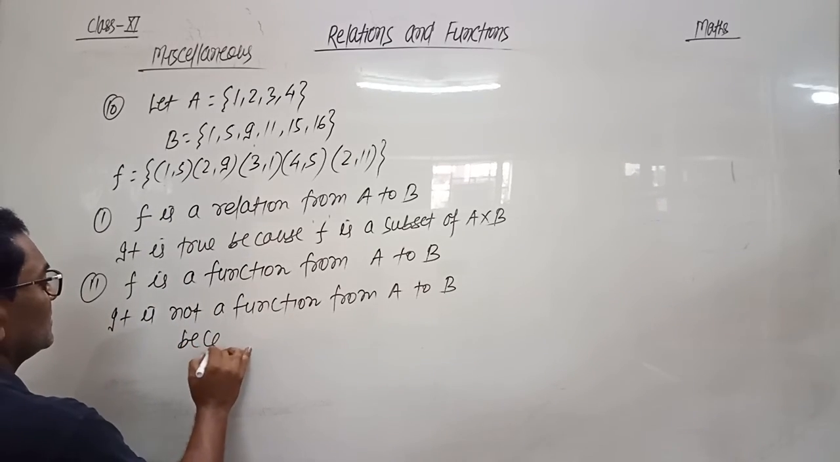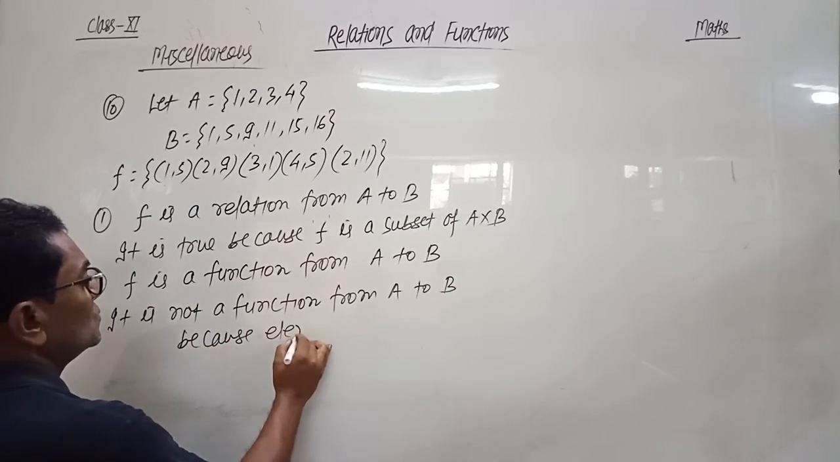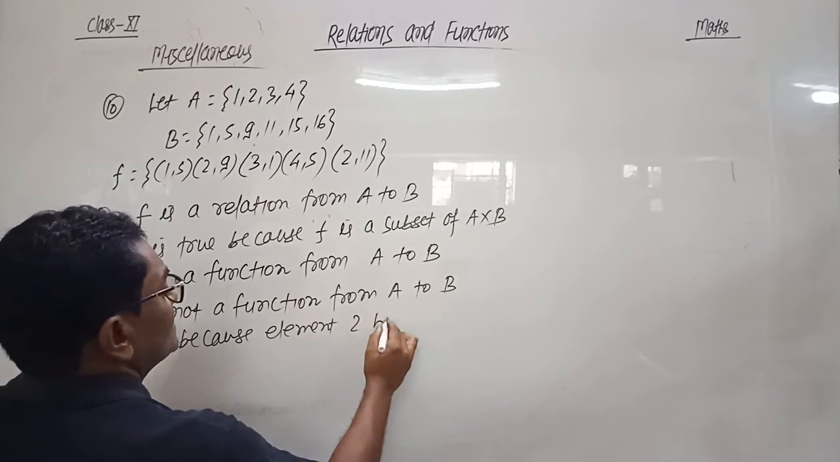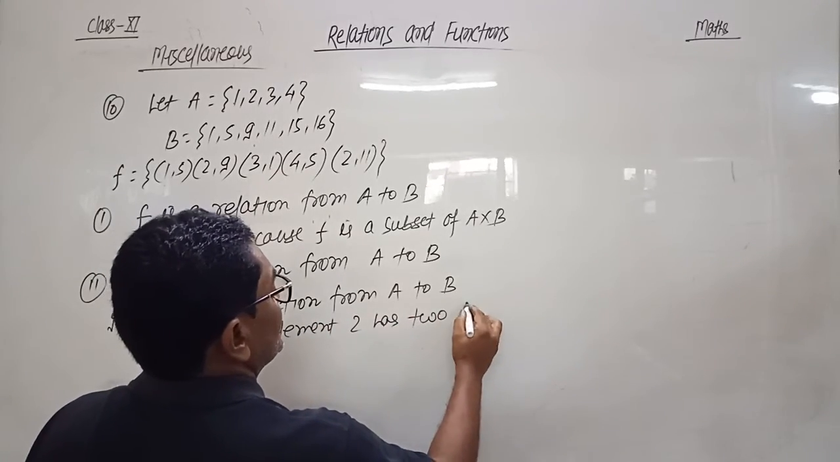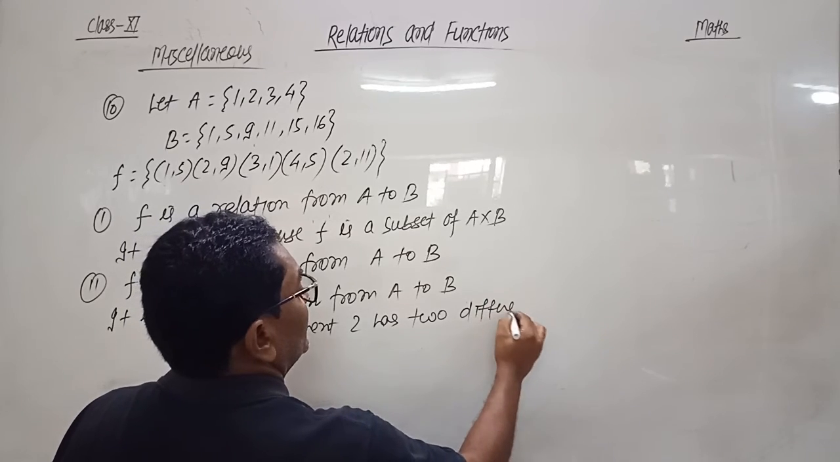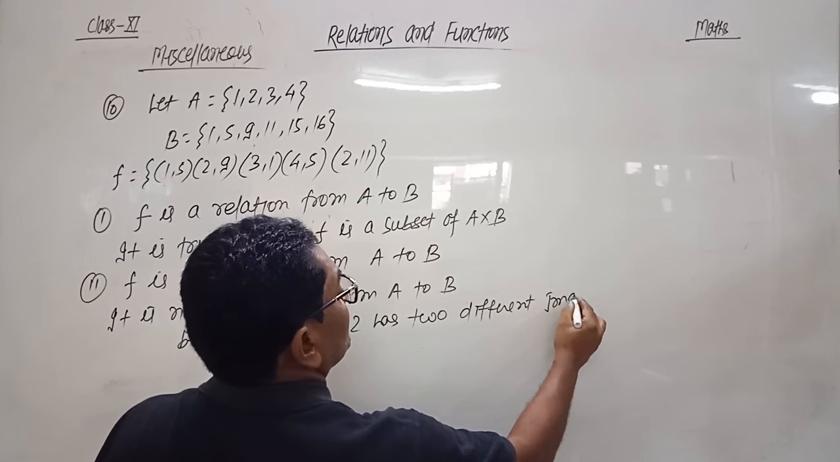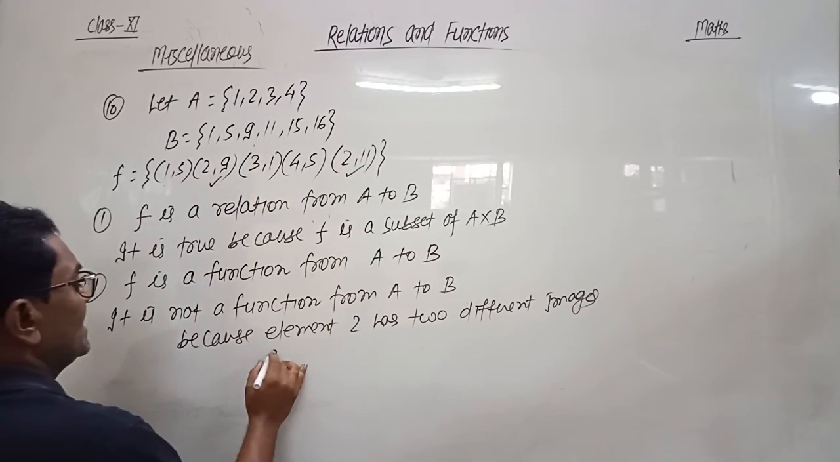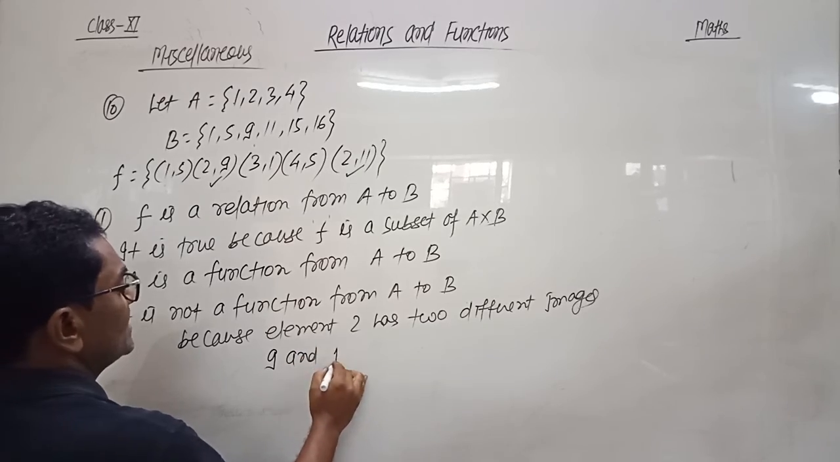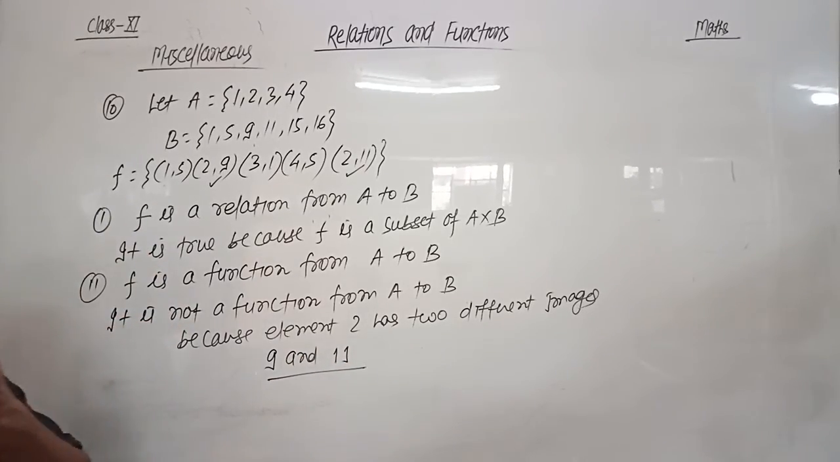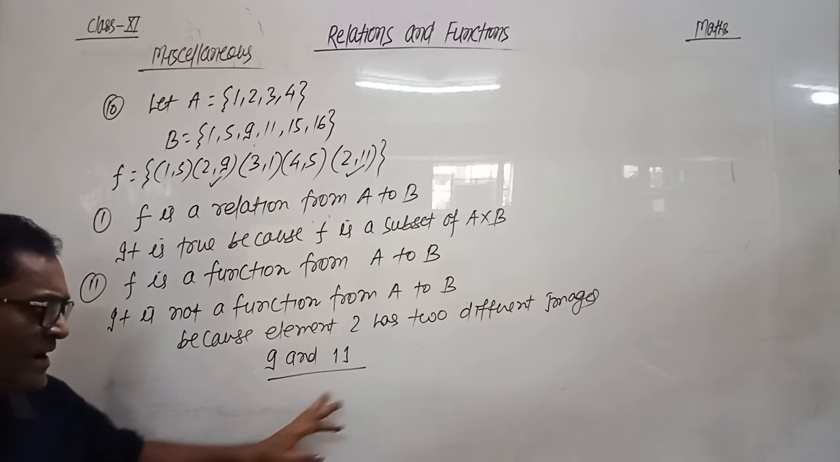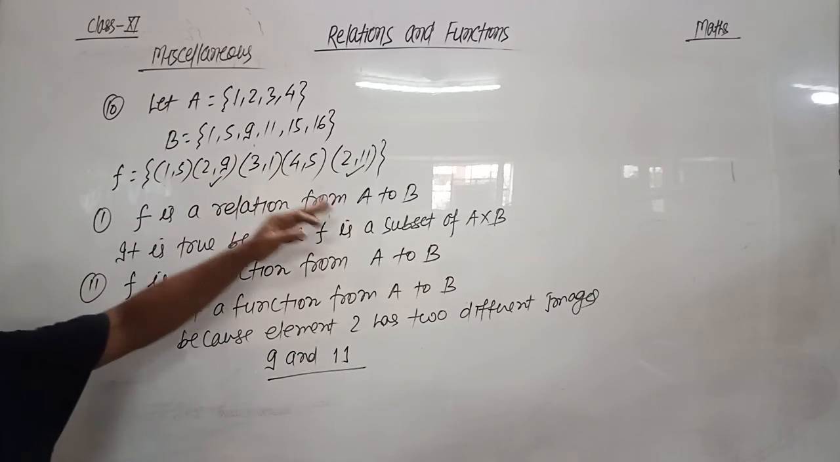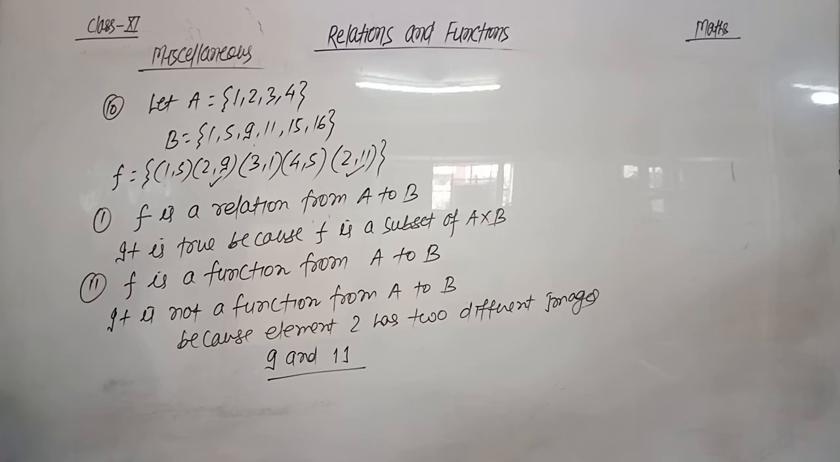Because element 2 has two different images, 9 and 11. An element should not have two different images. That's why it is not a function.